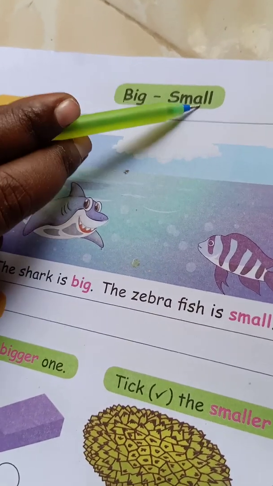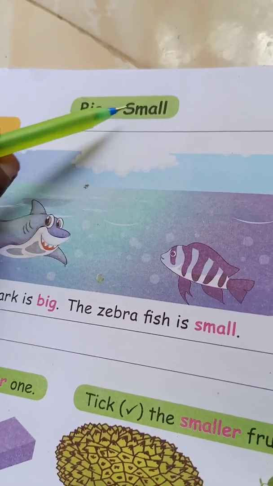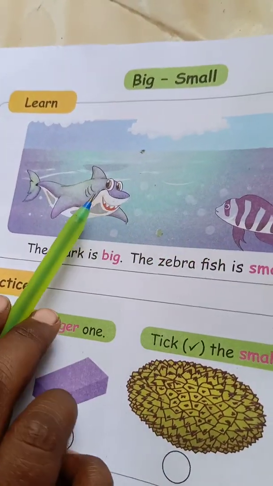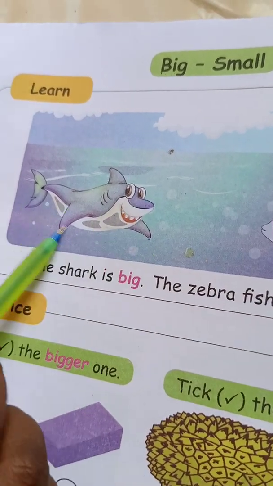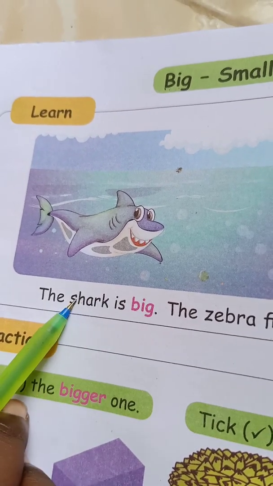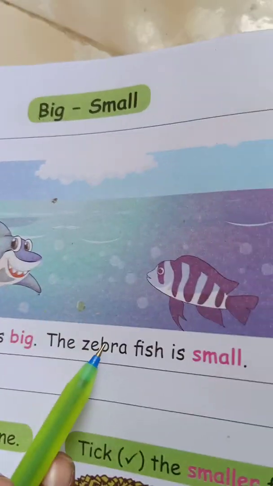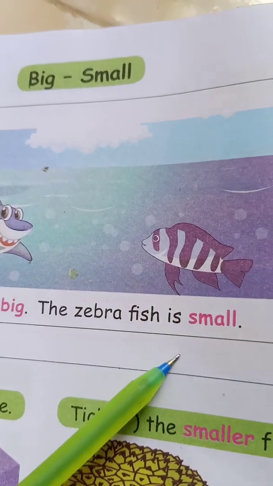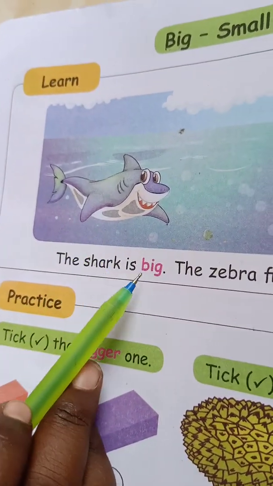Next, big, small. B-I-G, big. S-M-A-L-L, small. Do you all like the fish? Yes, I too like to watch the fish. What is this name? Its name is shark. Shark is very big. This fish name is zebra fish. But the zebra fish is small. But the shark is big.